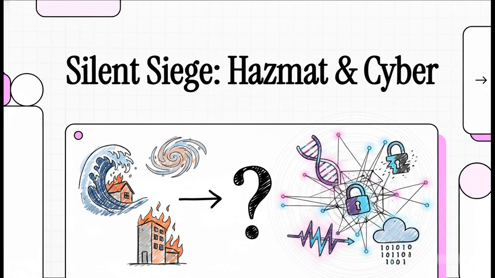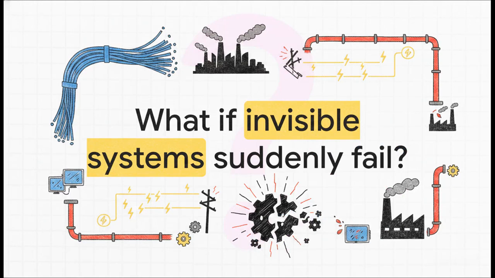We are looking away from those visible hazards and zooming in on the invisible, super delicate web of 21st century threats. We're exploring a whole new class of catastrophe, one that doesn't necessarily start with a massive bang, but rather a silent ripple. So I want you to really think about this for a second.